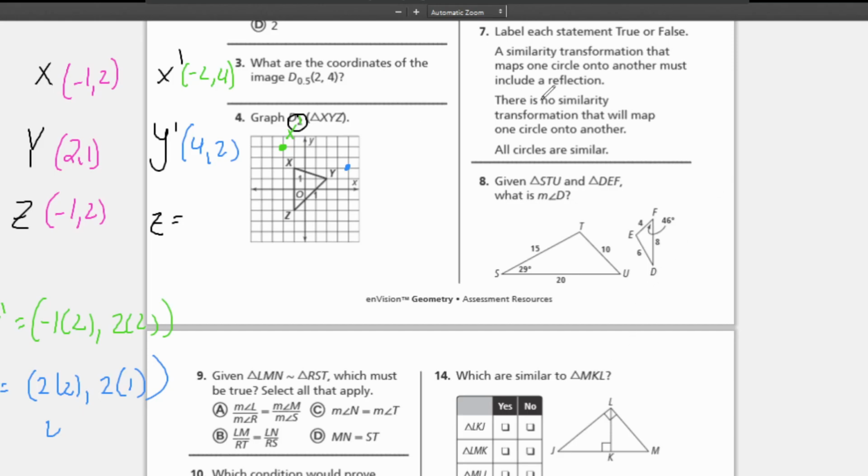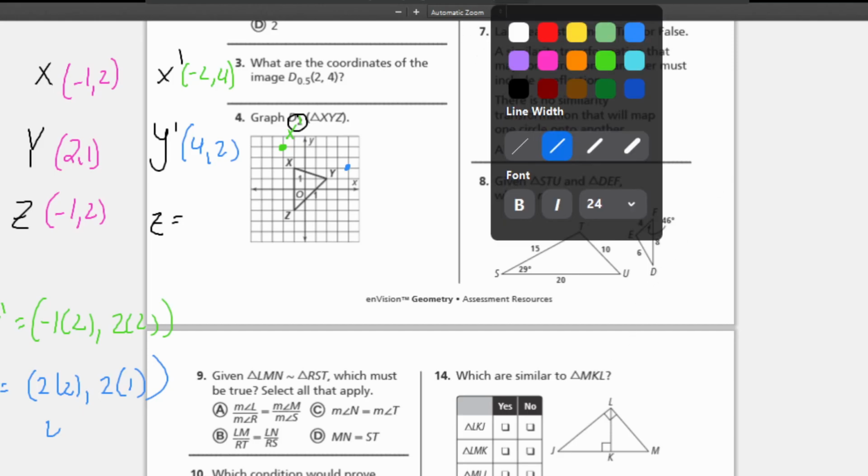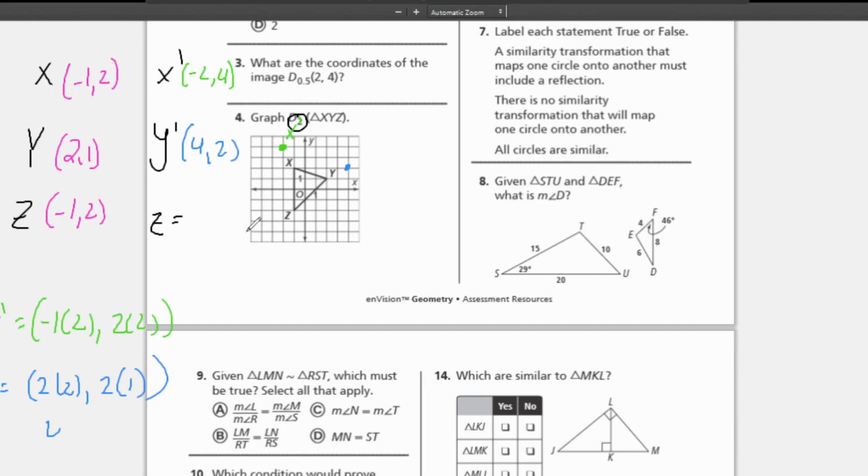And then for our last one, we have Z. We already used a green. Let's go with this color. Z was at -1, so we're going to multiply that by 2, comma 2, and we're going to multiply that by 2, and this is going to give me (-2, 4). And if I graph that, Z should be -2, so this should be -2, and this would be -4. So 1, 2, 1, 2, 3, 4.